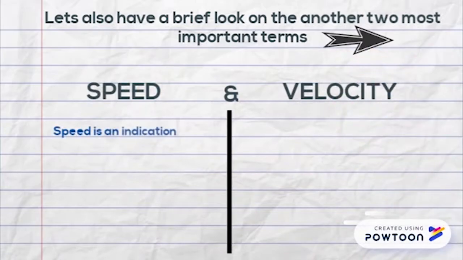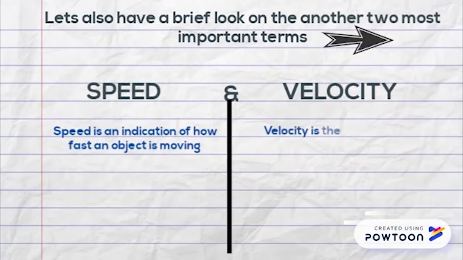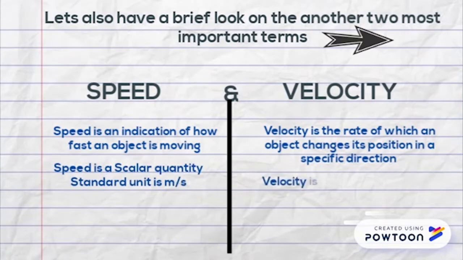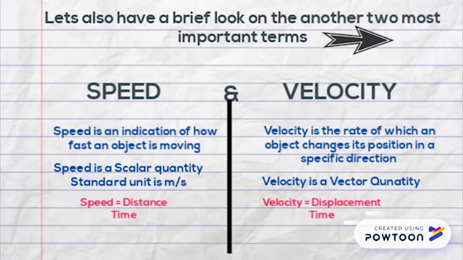Speed is an indication of how fast an object is moving, while velocity is the rate of which an object changes its position in a specific direction. Speed is a scalar quantity. Standard unit of speed is meter per second. Velocity is a vector quantity. Let's have a look on the formulas followed by example.